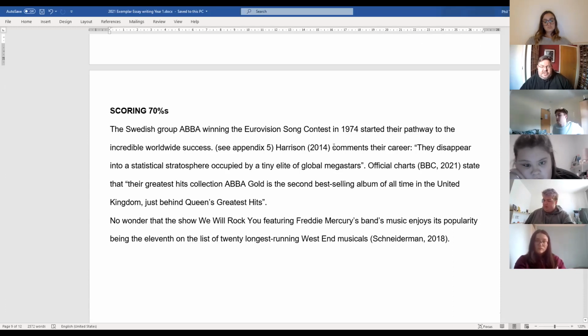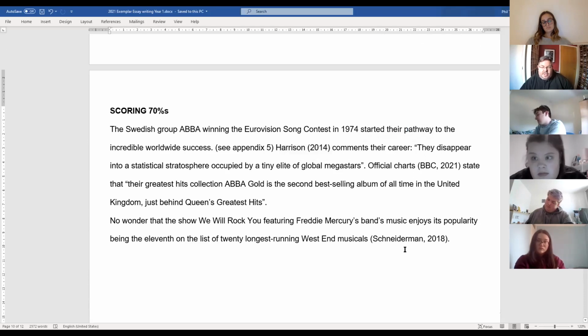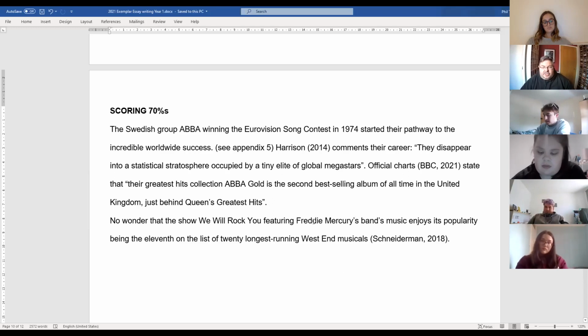And there's still references, Harrison, 2014, and this is where we put it in the sentence. So there's nothing wrong with this paragraph generally whatsoever. There's a bit of an odd phrase here saying, no wonder that the show We Will Rock You, featuring Freddie Mercury's band's music. It's a bit of an odd phrase, so that perhaps knocks off a tiny bit because it's a bit confusing. You could have reused the word Queen in there, perhaps. And it says it's 11th on the list of 20 longest running musicals, etc. So that's a very good sentence. I don't mind. You can still have the odd little inaccuracy sometimes, and you can still score in the 70s.